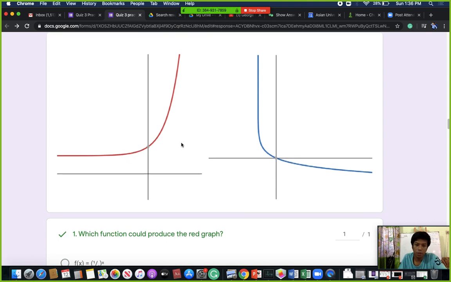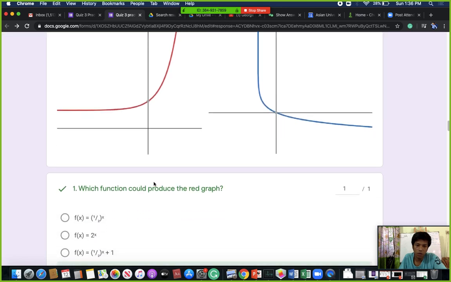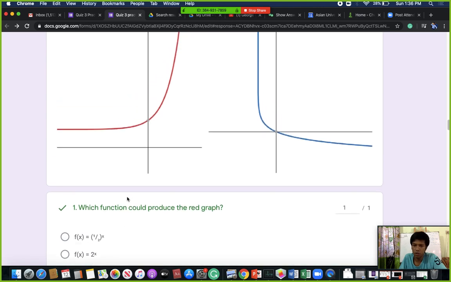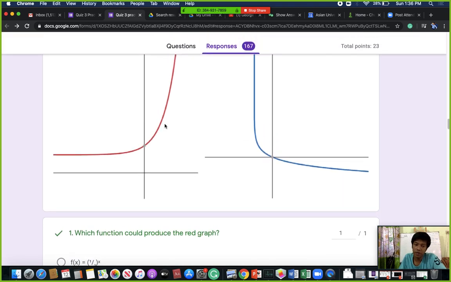So we have to look at the options also. The first question is about the red graph. Which function could produce the red graph? Now you see this red graph, and it looks like 2 to the power x, 1 by 2 to the power x. This kind of thing is talked about in the options, which means we have some exponential kind of thing, and actually this is an exponential function. As you can see, there is no value given here, so we do not exactly know what the value is.